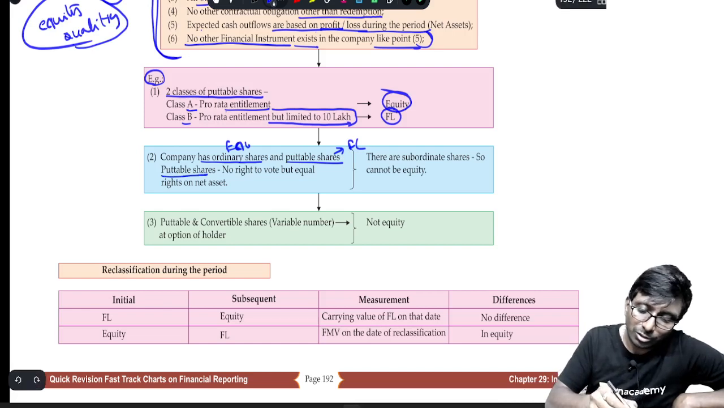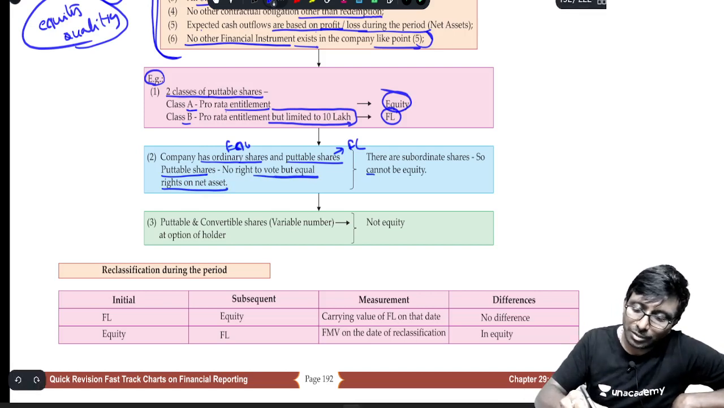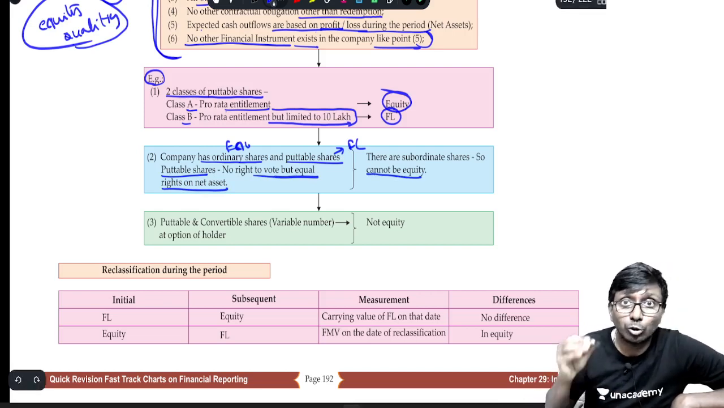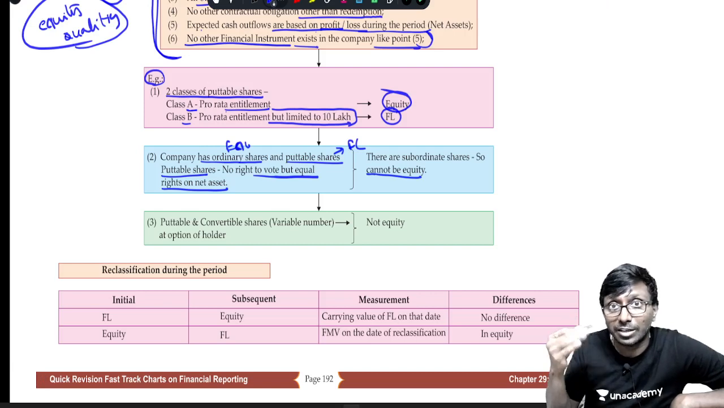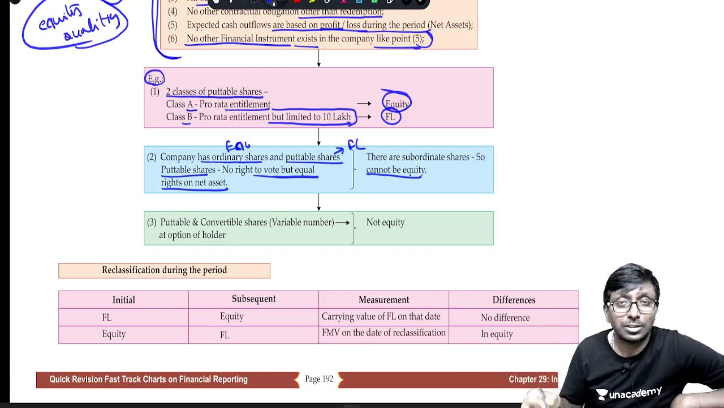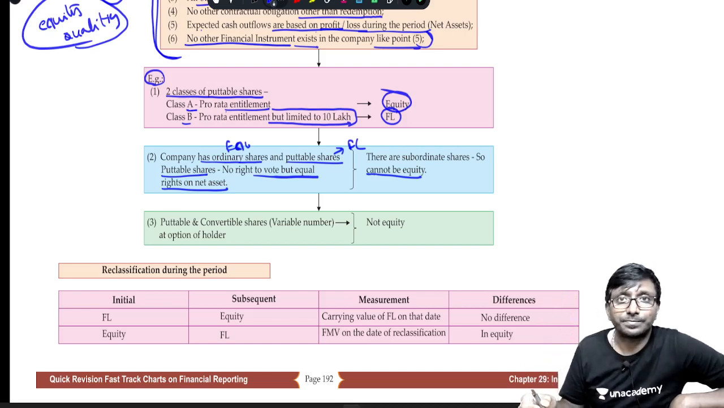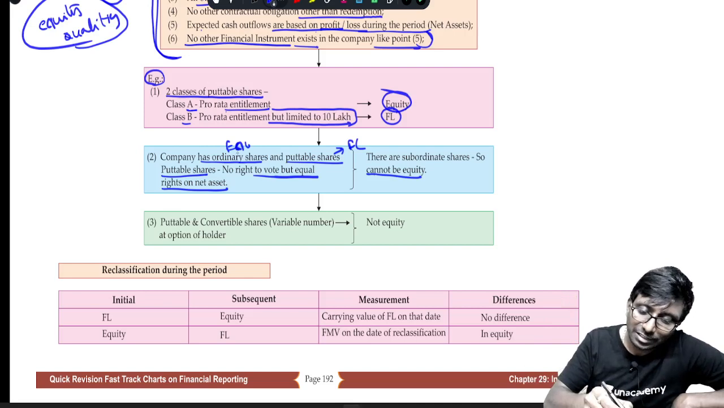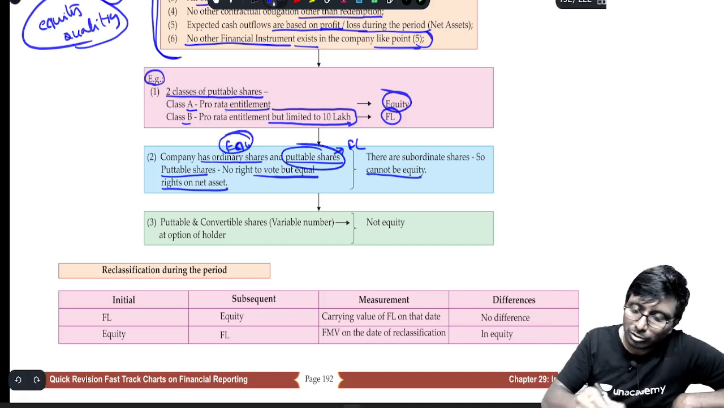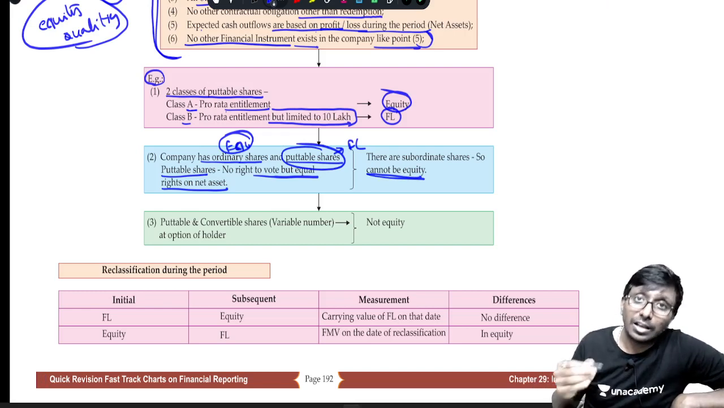Okay, that means putable shares have no right to vote but equal rights on the net assets. Still you cannot be called as equity. I told you, you should be the last person. There should not be any subordinate to you. You should be subordinate to everybody, means you are the last person. But here already ordinary shares are also there. Then ordinary shares will be called as equity, and putable instruments cannot be called as equity. That should be called as a liability.